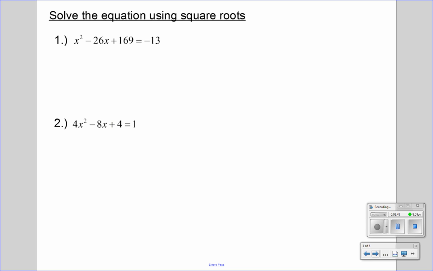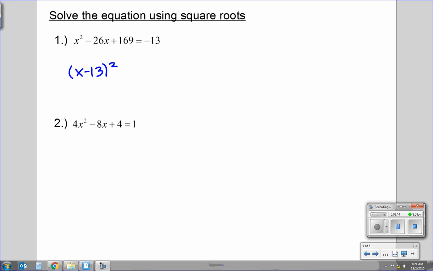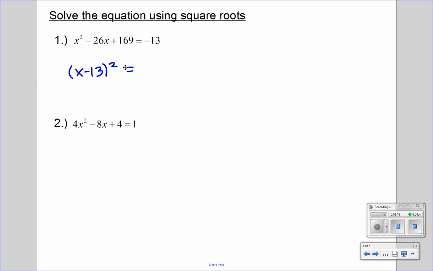Up next, it says solve the equation. There are more examples of solving the equation using square roots. If we look at number 1, we have x squared minus 26x plus 169. Once again, this is a perfect square trinomial. We can rewrite this as x minus 13 squared equals a negative 13. Negative 13 times negative 13 is 169, and negative 13 plus negative 13 is negative 26.